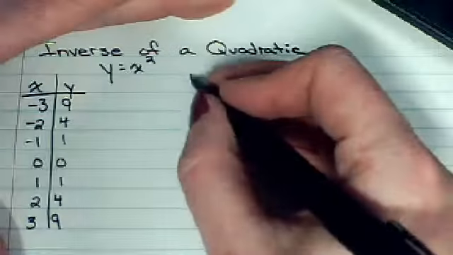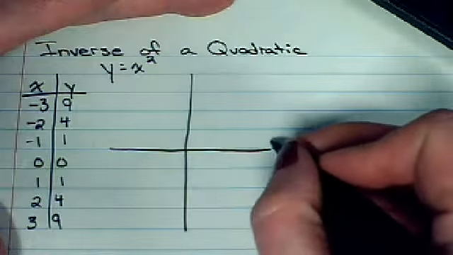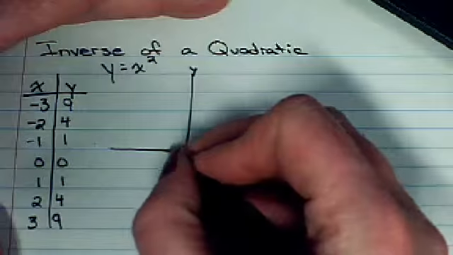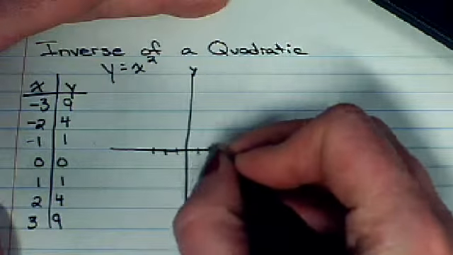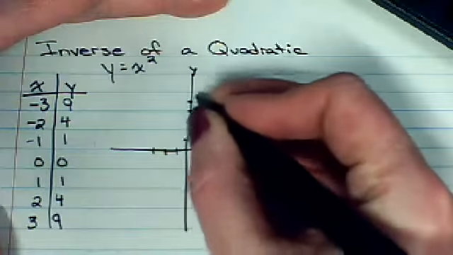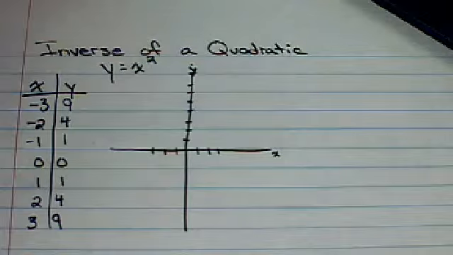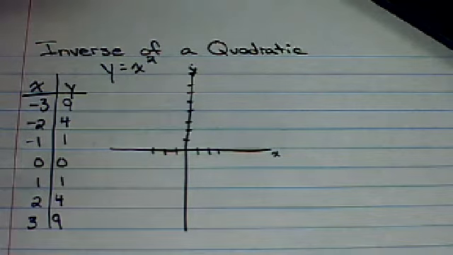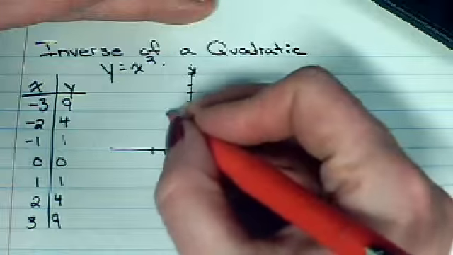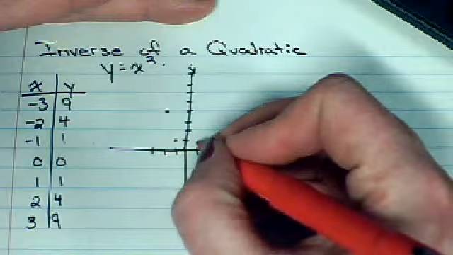So if we look, there's x and there's y. I'll go ahead and number the axes, going all the way up to 9. I'm going to go ahead and plot these points. Negative 3 gives me 9, negative 2 gives me 4, negative 1, 1, and so forth.